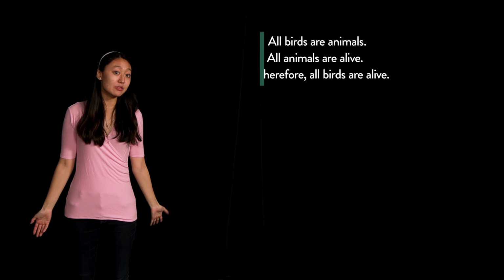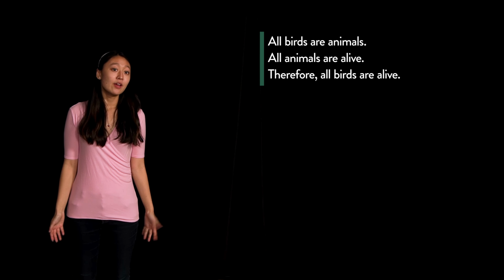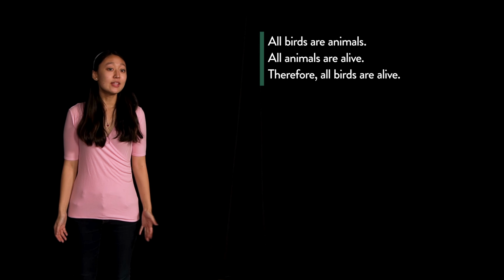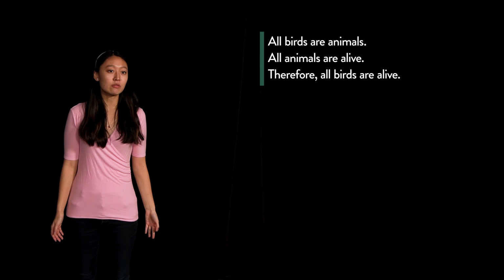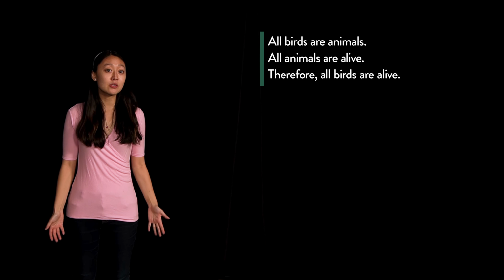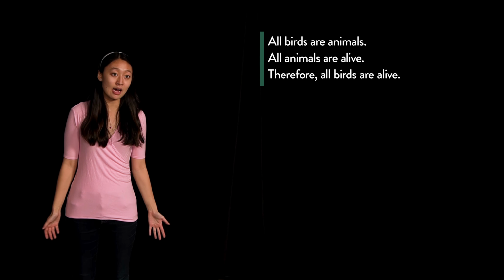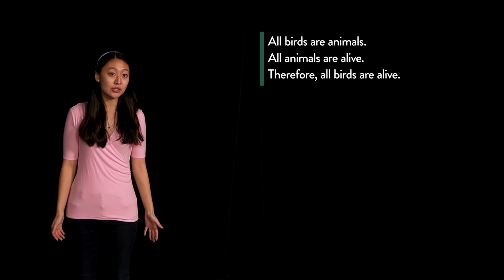Here are some examples of syllogisms. All birds are animals. All animals are alive. Therefore, birds are alive. This syllogism is both valid and sound. The premises are: all birds are animals and all animals are alive. The conclusion is: all birds are alive.